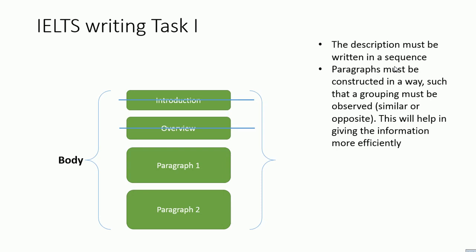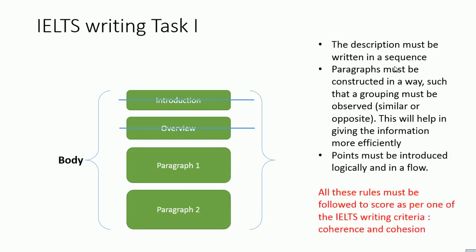Paragraphs must be constructed in a way such that grouping must be observed. It may be in a similar trend or in opposite fashion. This will help in giving the information more efficiently. Points must be introduced logically and in flow. All these rules must be followed to score as per one of the IELTS writing criteria, which is coherence and cohesion.